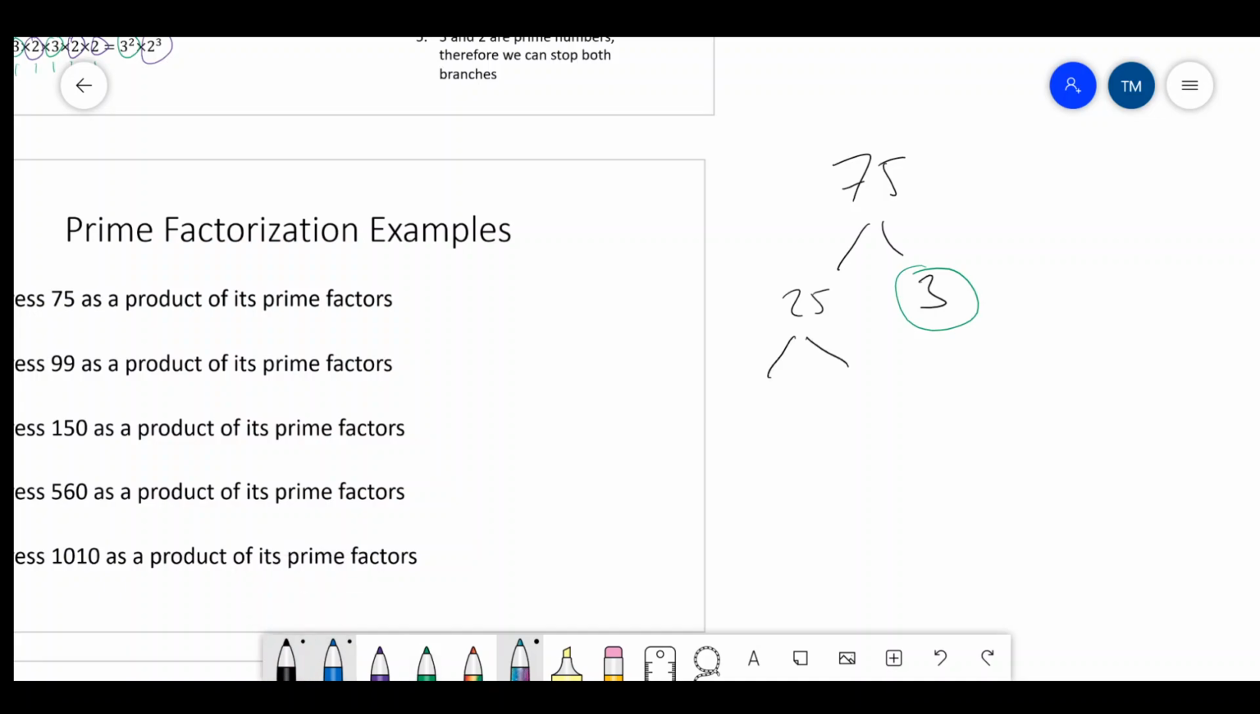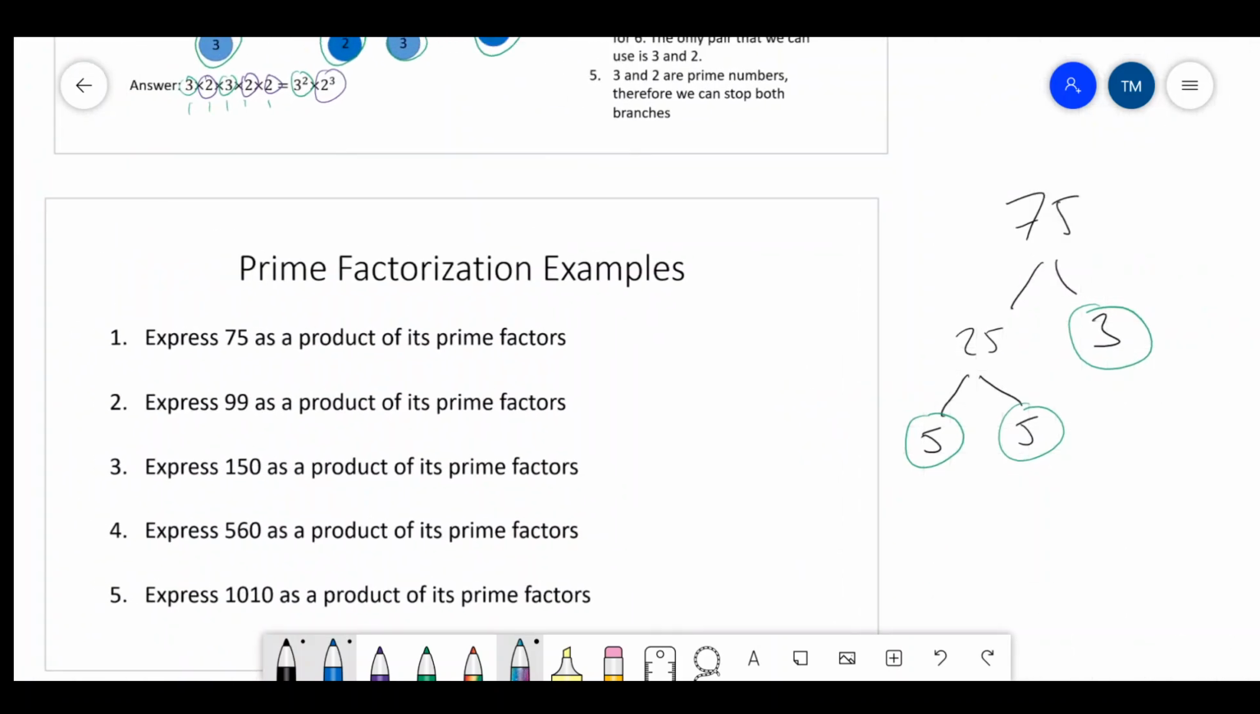So I've got 25, and I know that 5 times 5 makes 25. So I'll take 5 and 5. And I know that these are prime numbers, so I will highlight them, and I don't have any more numbers that are not prime numbers, so therefore I can finish. So I can say, well, 3 times 5 times 5 is equal to 75, which is the same as saying 5 squared, because I've got 2 lots of 5 multiplied together, times 3. So that is 75 as a product of its prime factors.